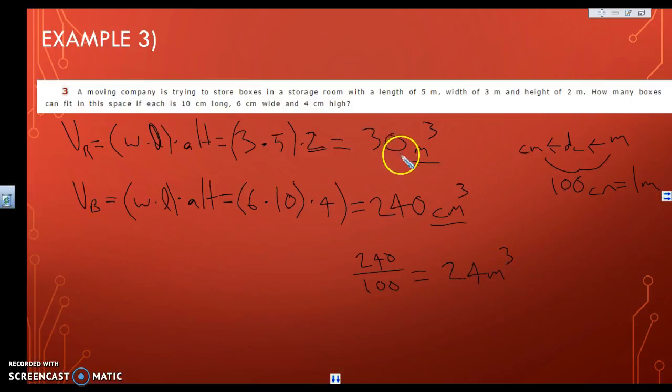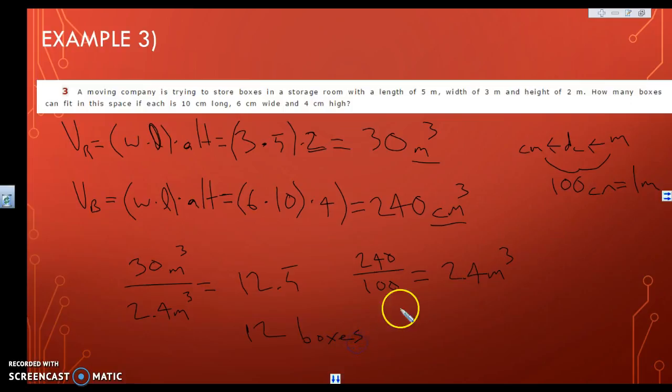So in order to find how many boxes can fit inside this room of 30 meters cubed, if each box is 2.4 meters cubed, we can set up an equation. That equation would be 30 meters cubed divided by 2.4 meters cubed. This will give us how many boxes can fit in this room, given that each box is 2.4 meters cubed and the room has a volume of 30 meters cubed. So plugging that into a calculator, we get 30 divided by 2.4, that's 12.5, but we can't have half a box, so therefore our answer would be 12 boxes.